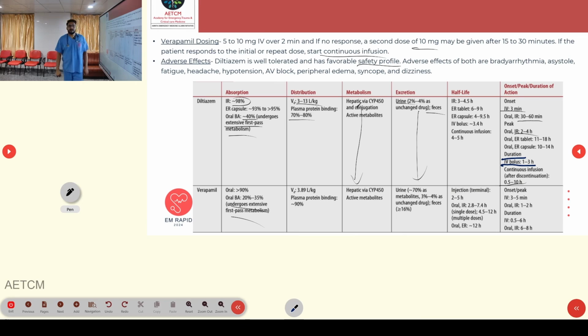And verapamil is mainly similar: absorption, oral greater than 90%, the volume of distribution is around 3.89 liters per kg, and plasma protein binding is around 90%. Similar metabolism, similar excretion, and the onset of action is also similar. IV is around 3 to 5 minutes, and oral takes around 1 to 2 hours, and the duration of action is around 0.5 to 6 hours, whereas oral dosing is around 6 to 8 hours.